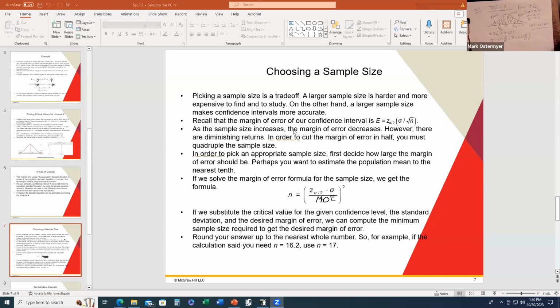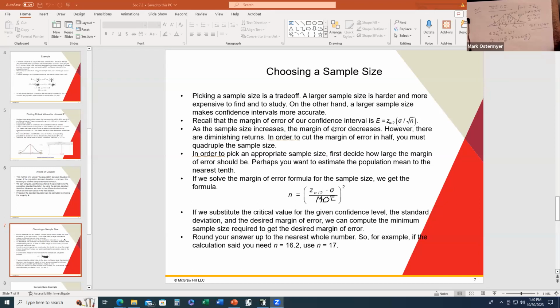Recall that the margin of error of our confidence interval is E, which is given by the product of the critical Z value and the standard error of the sampling distribution, which is the population standard deviation divided by the square root of the sample size. As the sample size increases, the margin of error decreases because the denominator gets larger and larger, forcing the fractional value to approach zero. However, there are diminishing returns. In order to cut the margin of error in half, we would have to quadruple our sample size.